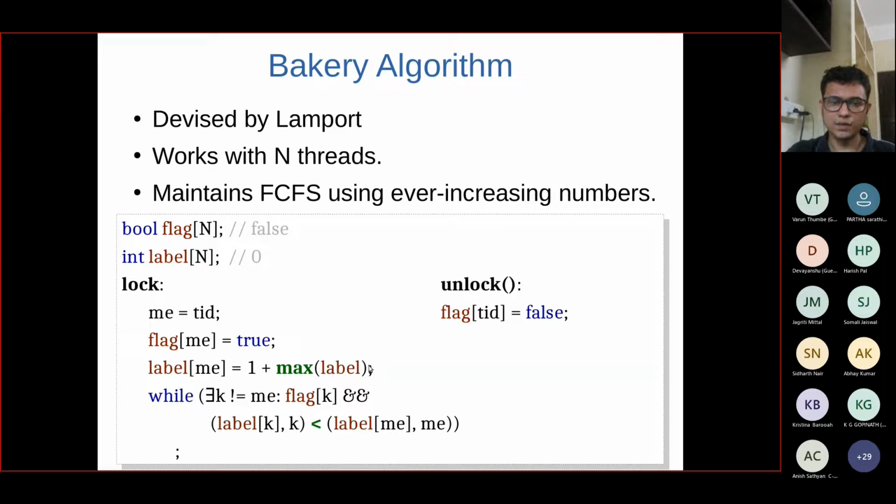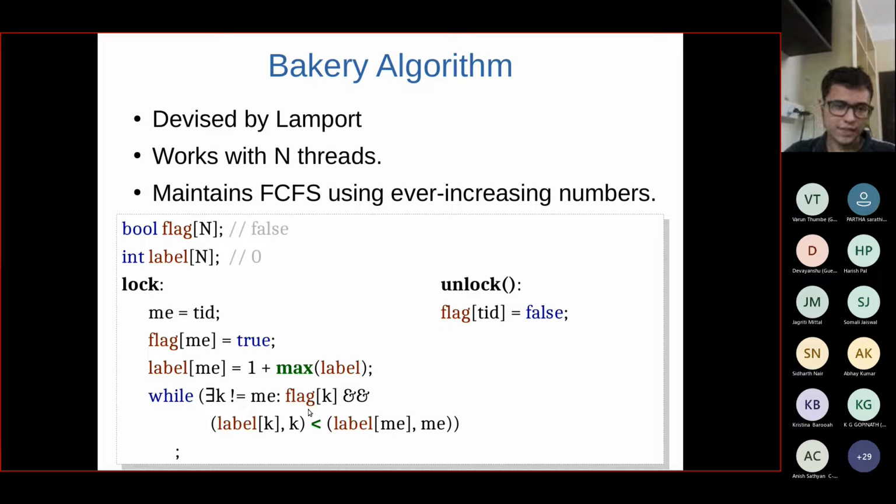And since they execute, even they can get the same label, right? If they execute this statement at the same time, then they might also get the same label. In that case, they might get the label as 1 plus max, which is 2. But let us say that they execute this instruction one after another, then they might get the label values as 2, 3, and 4. So thread with ID 1 got label 2, thread with ID 2 got label 3, and thread with ID 3 got label 4.